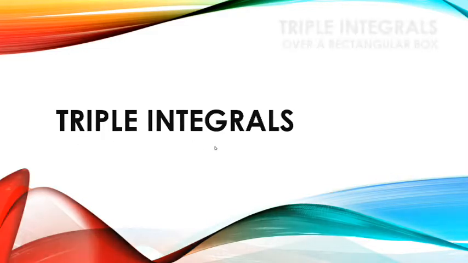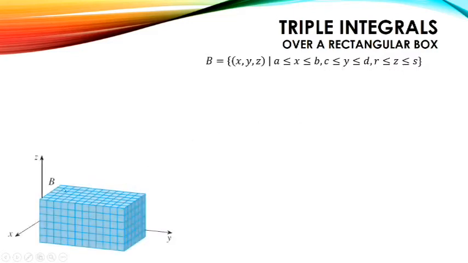Today's topic is about triple integrals. Just like what we studied in double integrals, the triple integral is defined over a rectangular box by its coordinates. Given the domain of the box, (x, y, z), where x is from A to B, y is from C to D, and z is from R to S. This is the figure of the rectangular box.